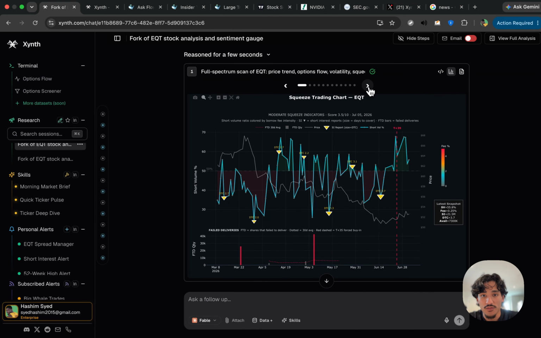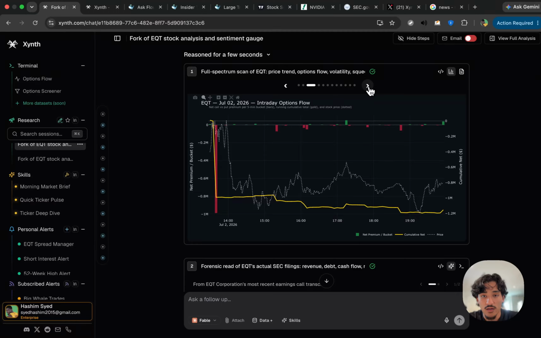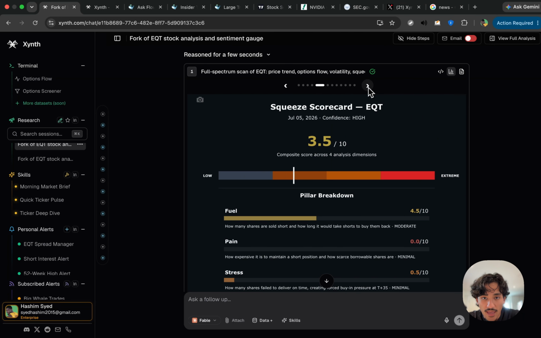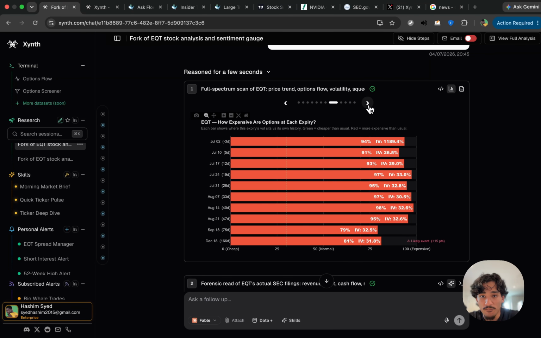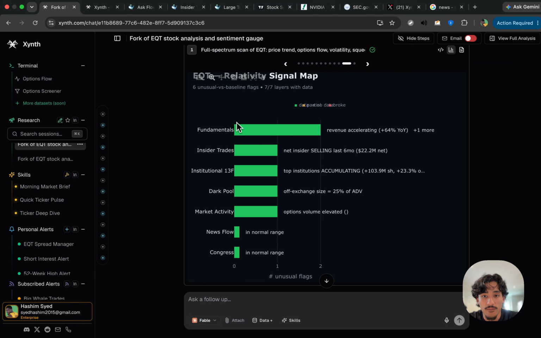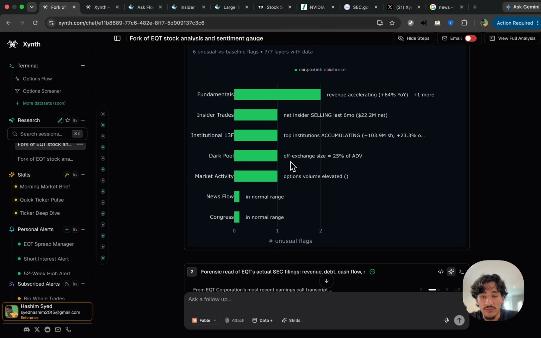Xynth starts by pulling all this data. We have the squeeze trading chart, we have the gamma walls, intraday options flow, we have the IV and the RV, realized volatility, and then we also have the squeeze scorecard and a bunch of other data sources that it pulls. After pulling this data, it ranks these metrics compared to the stock's baseline. For the fundamentals, the biggest thing is that the revenue has been accelerating for the past year, 64% year over year. Insider trades, $22.2 million net in the last 6 months. And the dark pool activity is 25% of the average daily volume.